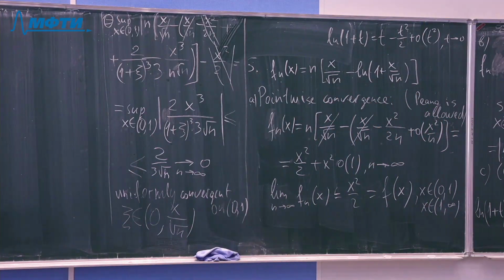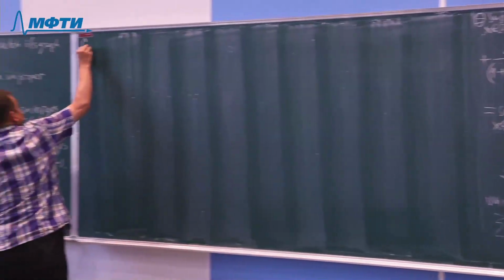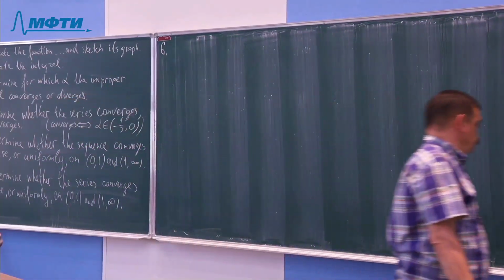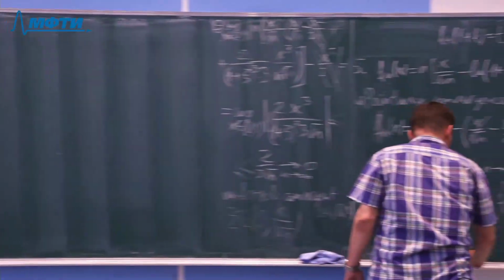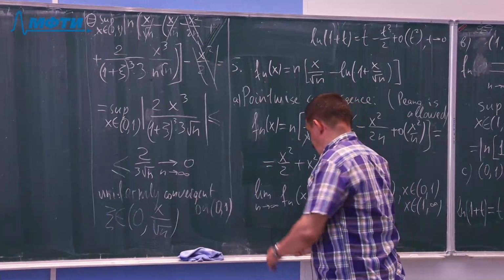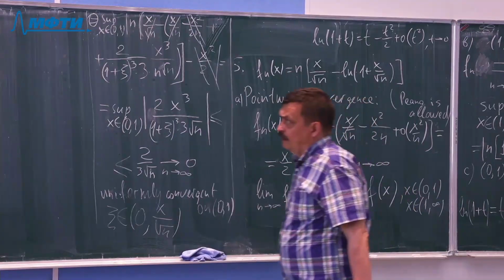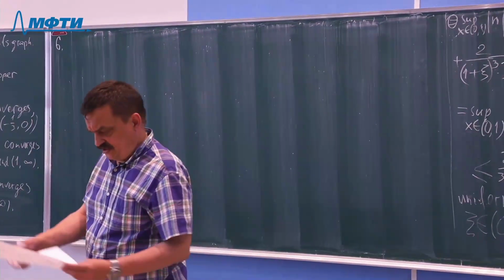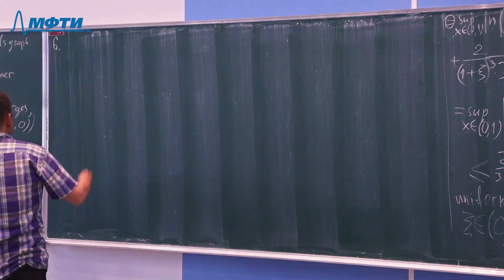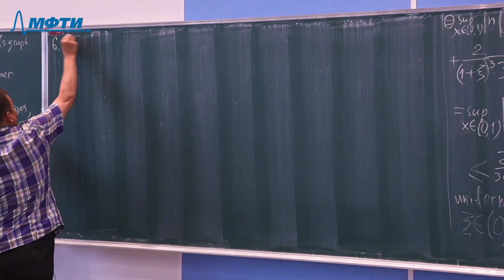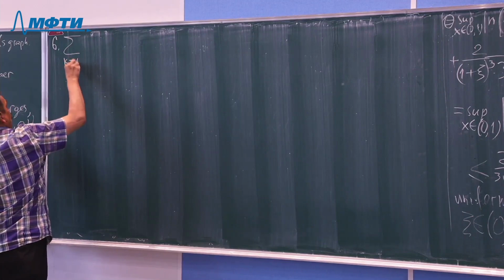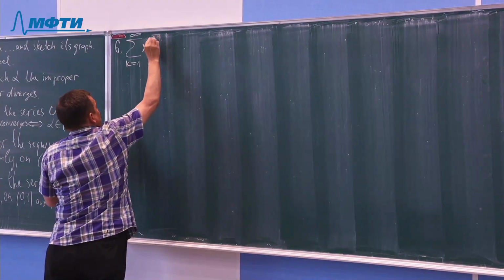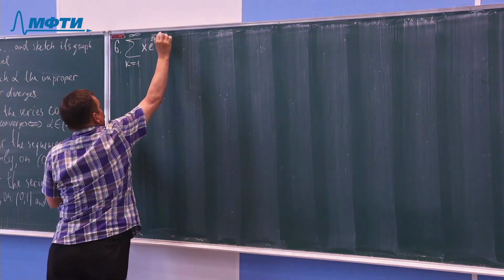So the fifth question is over. Now the last one, the sixth question. Which series did I take? Yeah. The series is the following: the sum over k from 1 up to infinity of x e to the power minus k x squared.